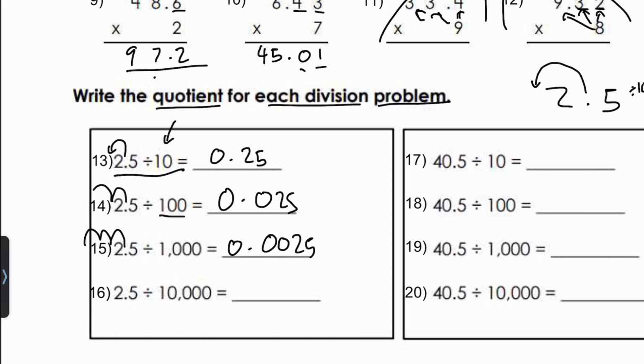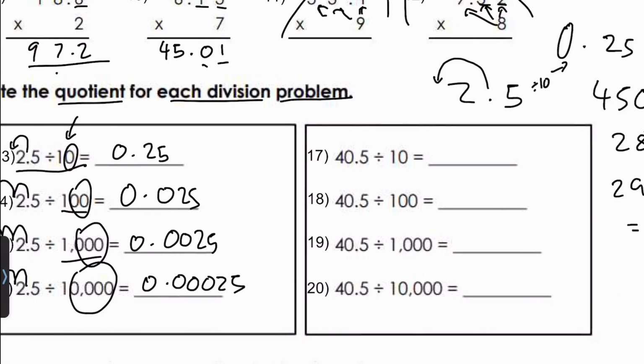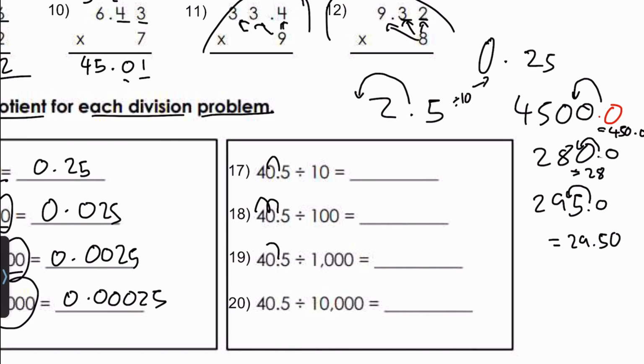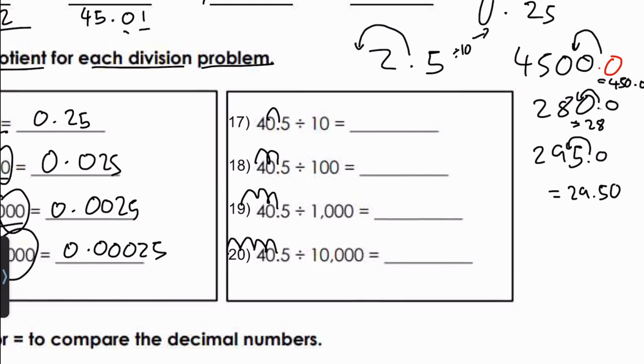0.0025. And a quick way to do it is just look at the number of zeros. That's how many places you move it to the left. So this time there's 4 zeros here, move it to the left. 1, 2, 3, 4. 0.00025. 1, 2, 3. 1, 2, 3, 4. And if it's hard to visualize, right?